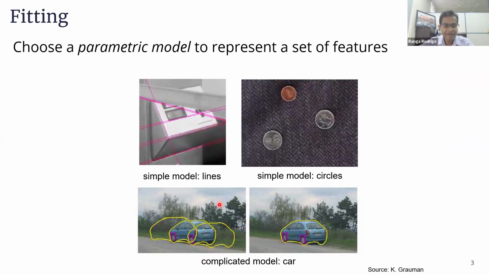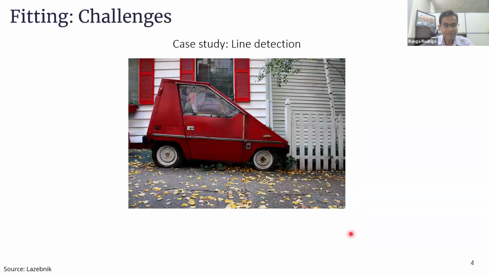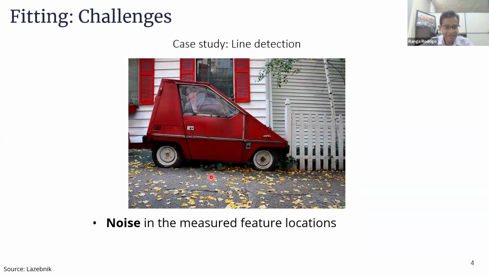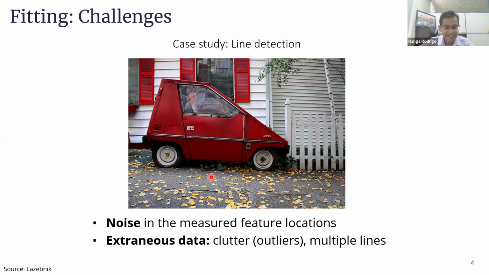And we can have slightly more complicated models fitted to a car or something. But this is a very challenging one. If you want to detect red to white transition lines here, you can see that these lines are also there. It's a very difficult exercise usually. Noise in the measured feature locations, extraneous data, clutter, outliers, multiple lines, missing data, occlusions, all these problems are there.